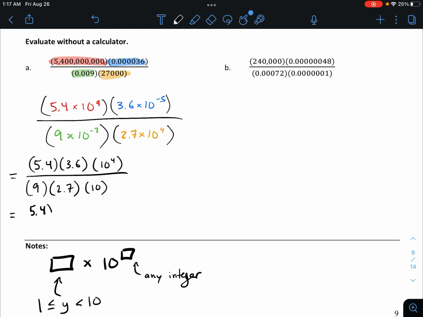So basically, I'm going to end up with 5.4 times 3.6 over 9 times 2.7. So there's a little bit of math you might have to do there, but try to do as much reducing as you can. And then if I do some reducing here with the 4 10s on top and the 1 10 on the bottom, that would just give me 10 to the third. All right.